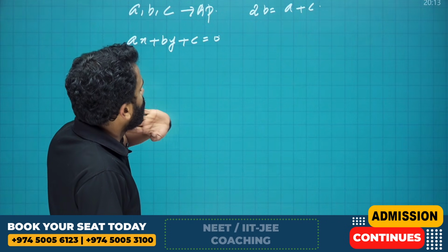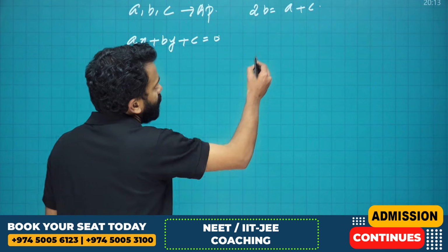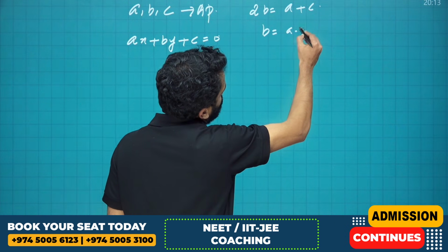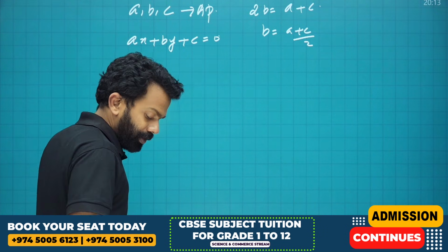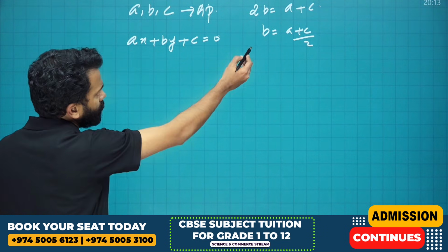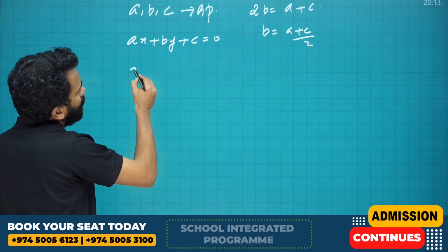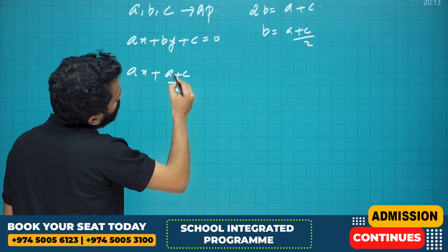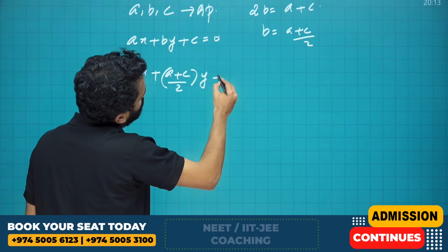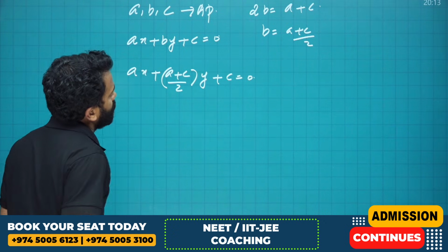So, what we need to do from here is, what is B actually? B is equal to (A plus C) by 2. Okay, what is the value of B? (A plus C) by 2. Okay. So, substitute that value here and you will get Ax plus ((A plus C) by 2) into y plus C is equal to 0.